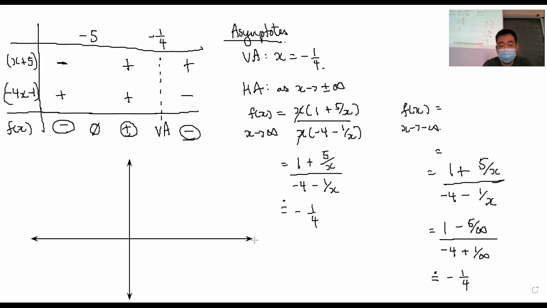Moment of truth. Okay, I'll use red. X-intercept, negative 5. Y-intercept, negative 5. Asymptote. Horizontal asymptote.